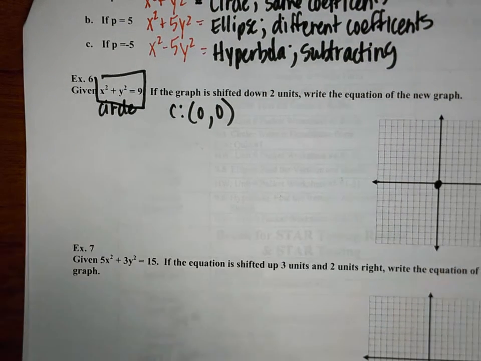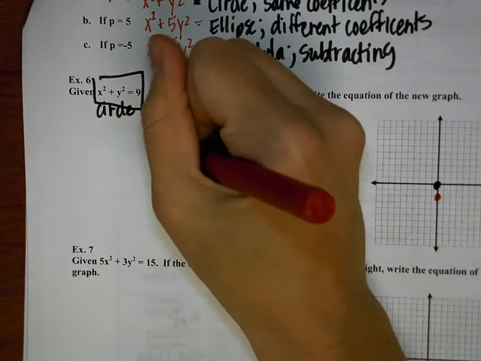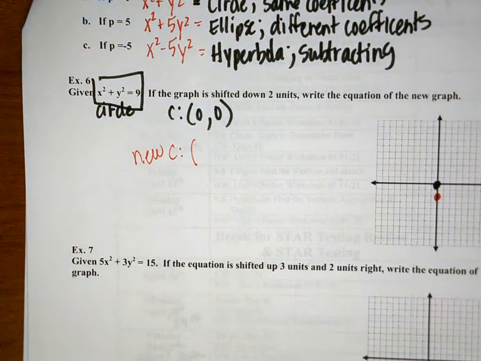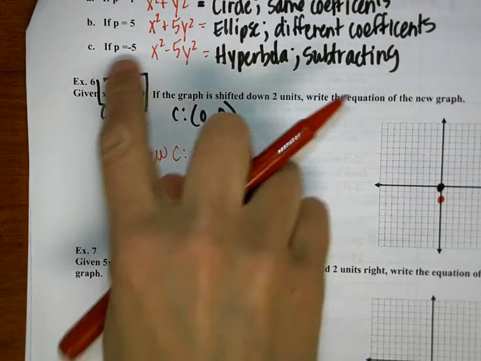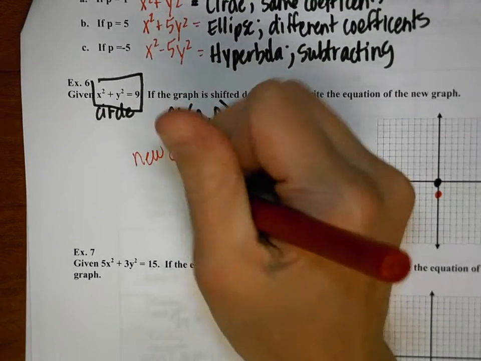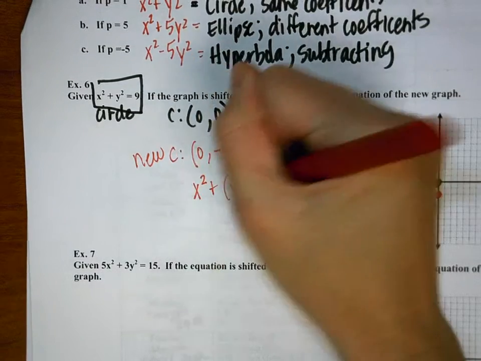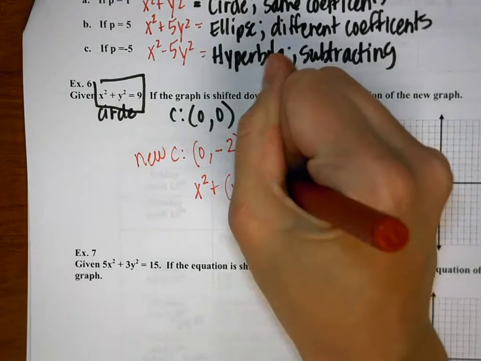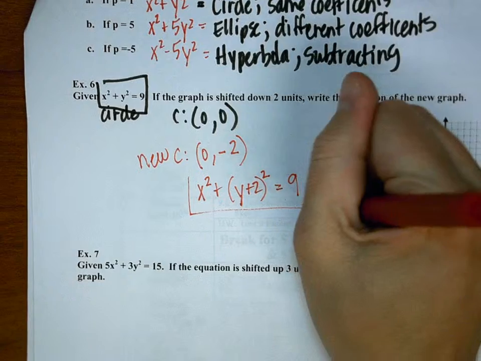Now it is shifting down 2 units. So my new center is now at 0, negative 2. When you write your equation, we're using all the same information except we have to exchange different values for our x and our y. So the x squared, since it's 0, is going to stay x squared plus, and with the y, it's going to be y what? Y plus 2, because it's always the opposite. So y plus 2 squared equals 9. We keep that same value. So this is our new equation.